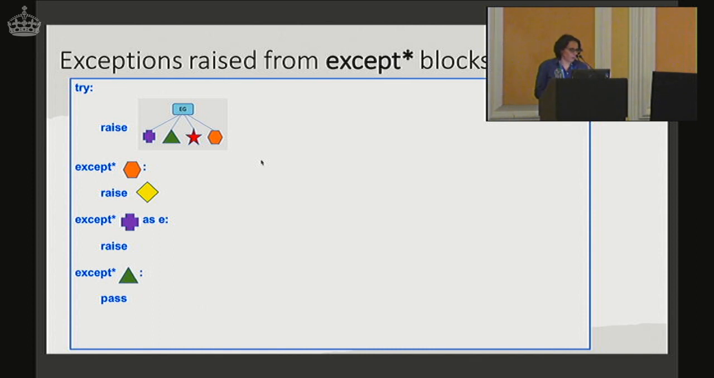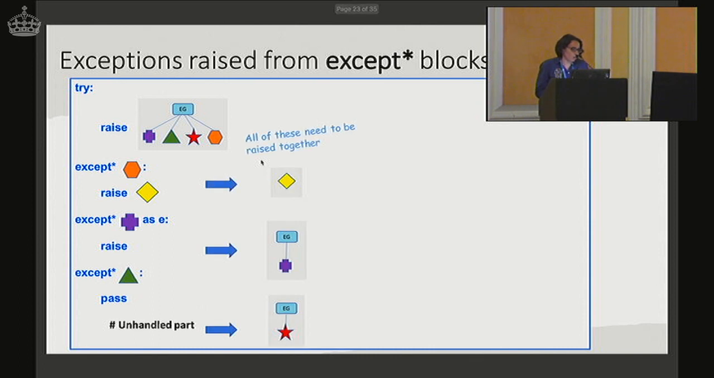We raise this group, and we have code that is kind of like the example we saw before with except, but it's except star. So now, we need to raise the yellow diamond from the except star orange hexagon clause, and we need to re-raise the exception group of the purple plus sign that we caught, and we swallow the blue triangle, and then there's an unhandled part that we need to raise as well. So, we know what to do when we have a bunch of exceptions that we want to raise. We group them and raise a group.